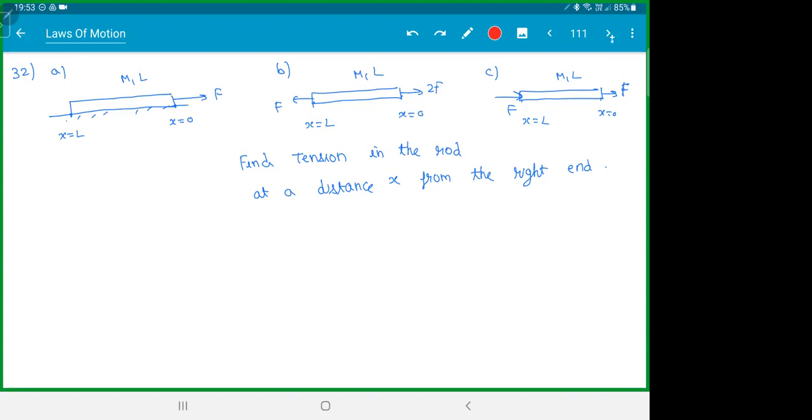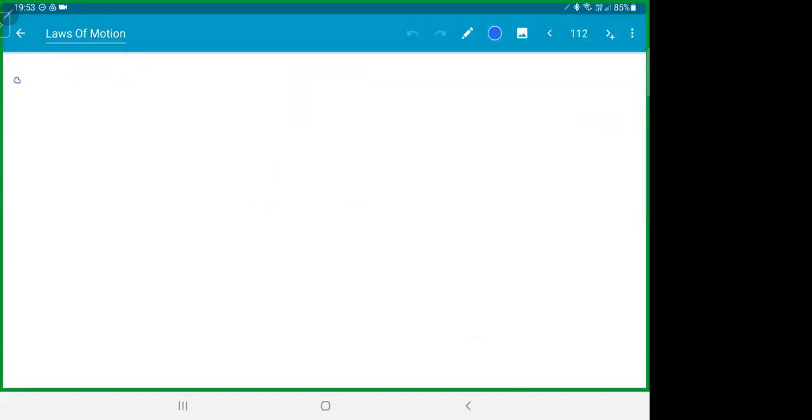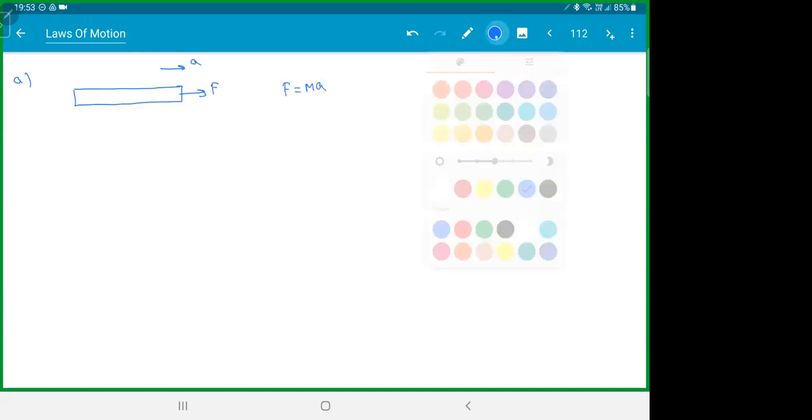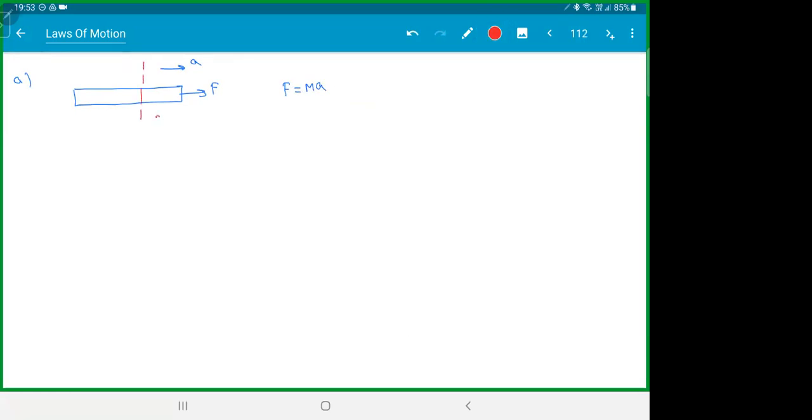How to do this thing? First one, see. F, acceleration, A, F is equal to ma. You want to find tension here, cut it here, x. You can choose the right part or the left part. I will choose the right part. This is F, this will be tension, and this mass will be small m. Mass will not be capital M.